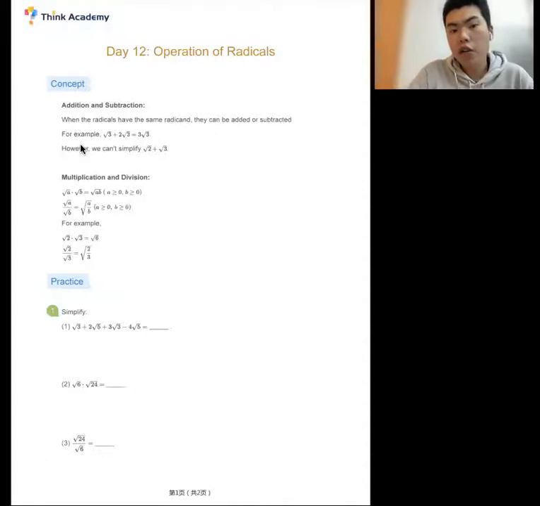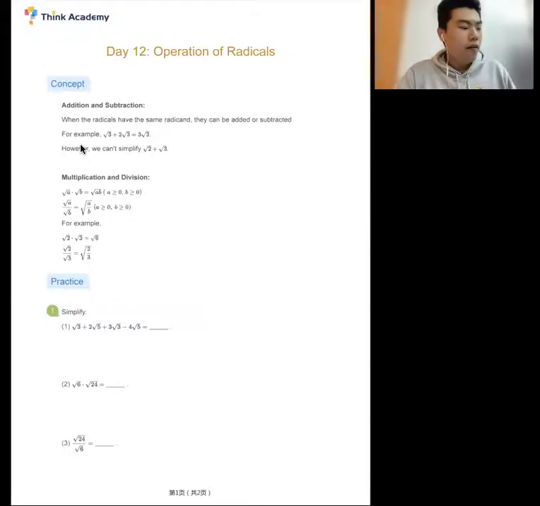So today we'll continue talking about the radicals. Yesterday we talked about the meaning of the radicals. Today we'll be talking about how we can do some operations with the radicals. So now we'll first look at addition and subtraction. How can we add or subtract two radicals?